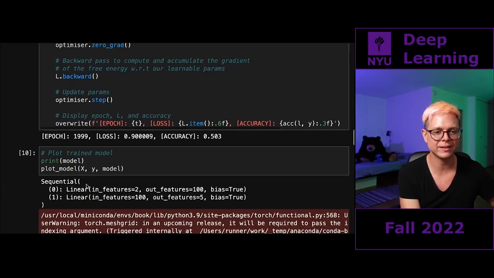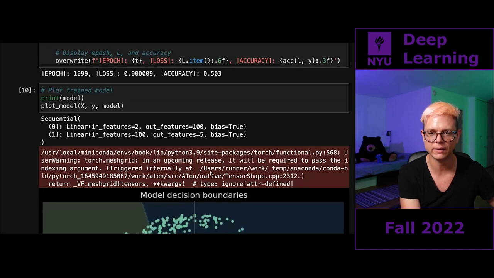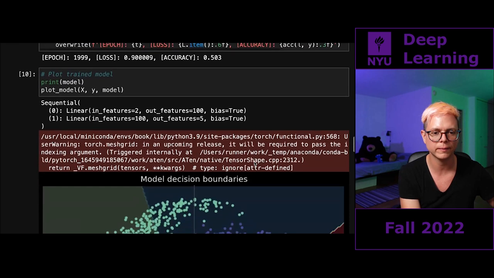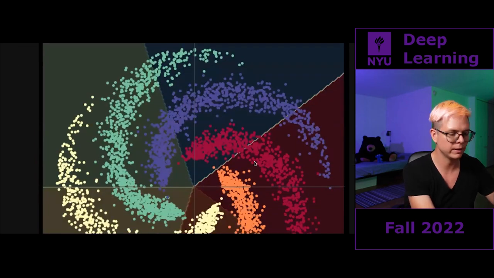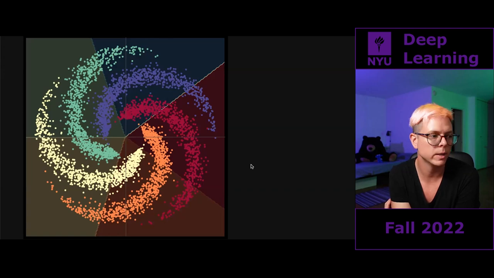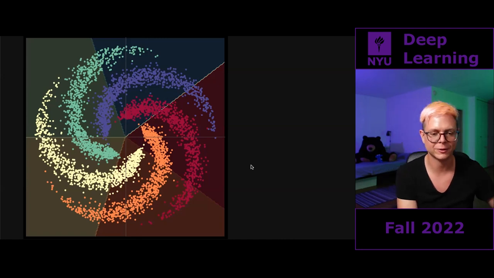So you can print the model, and let's forget about the warning. I already reported the warning. And here you have, what's happening here, right? Anyone? Yeah. Linear boundaries, right? Why are there linear boundaries? Because there is no activation. That's a good answer. Yes.